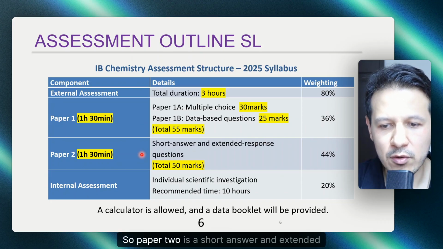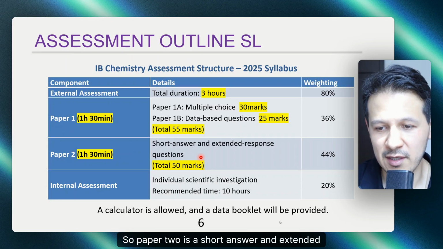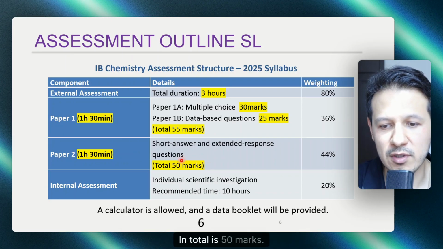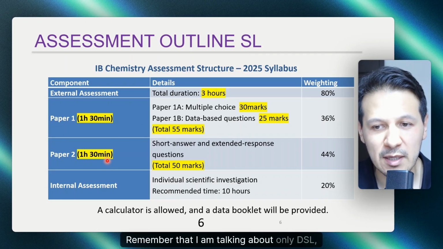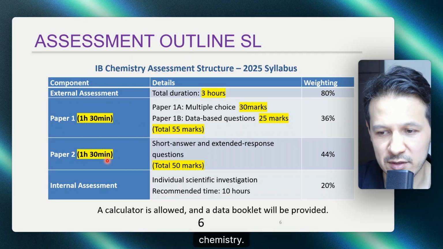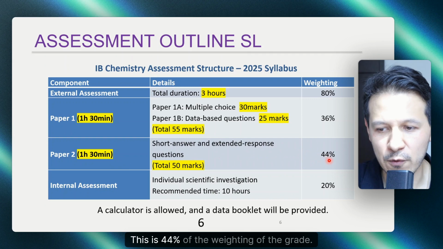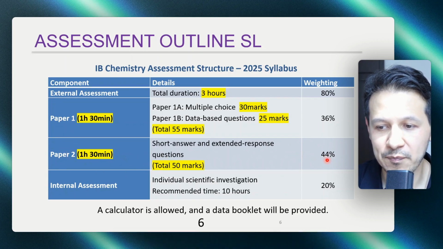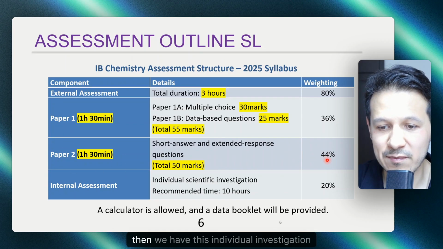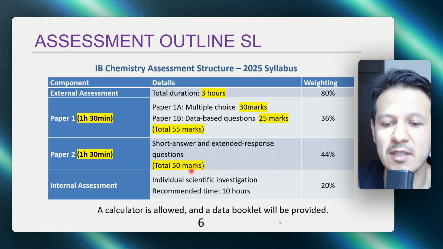So paper two is short answer and extended response questions. In total it is 50 marks, and this is 1 hour 30 minutes. Remember that I am talking about only SL chemistry, okay? This is 44% of the weighting of the grade, so that's why you will also need to focus a lot on this 44%. So then we have this individual investigation, internal assessment.